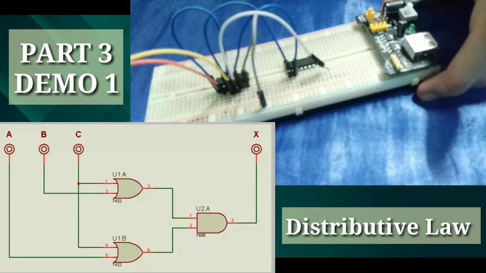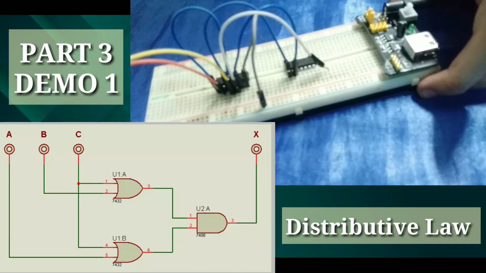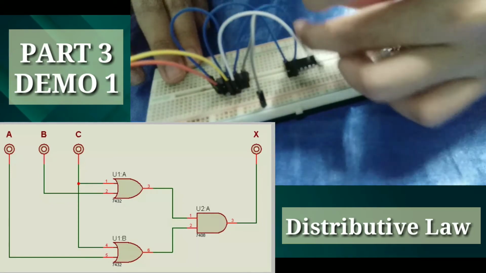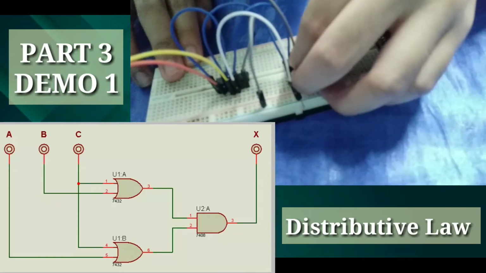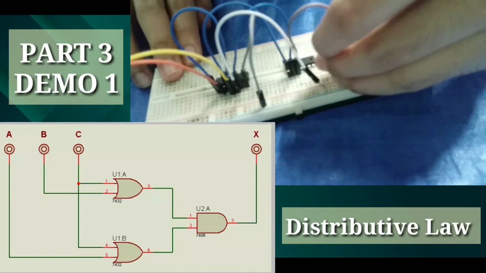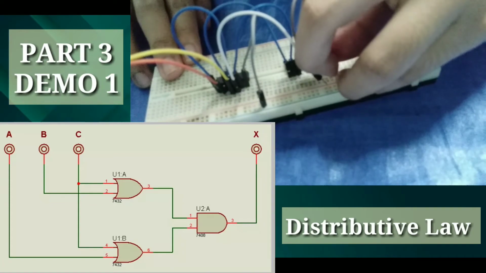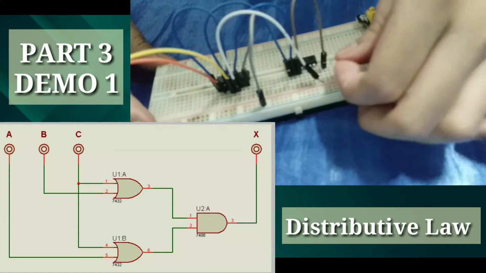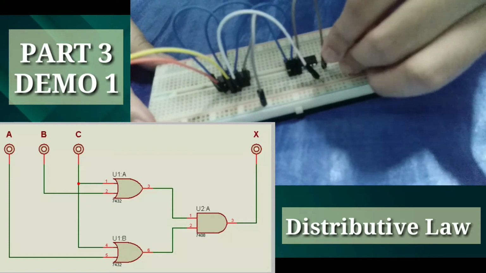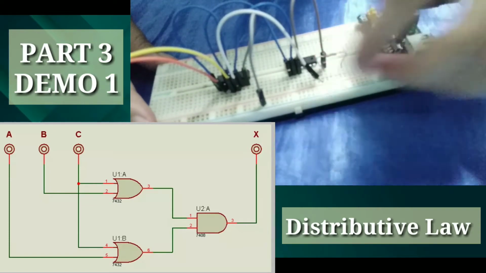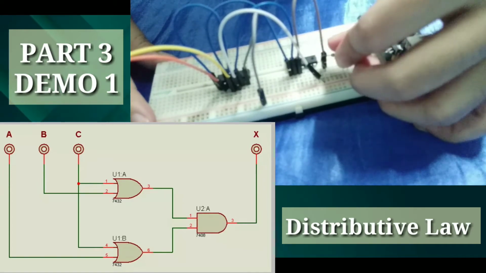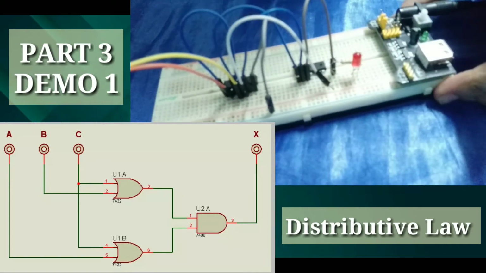And for our output, we will be connecting the resistor and the LED to our third pin. Repeat note, the third pin of our 7408. Again, don't forget our 360 ohm resistor. It should not be greater than that because the LED will not turn on. And of course, don't forget our LED in series with the resistor.